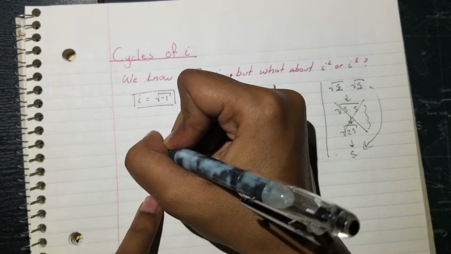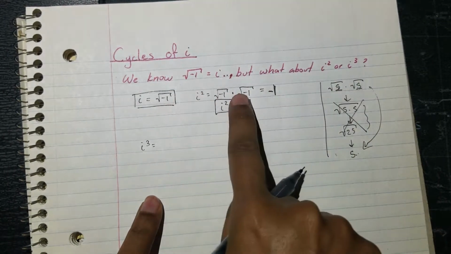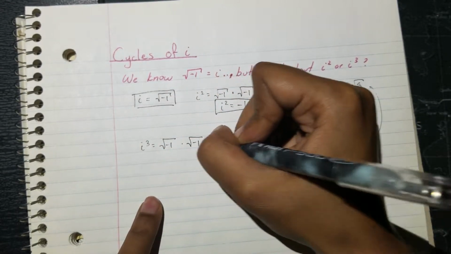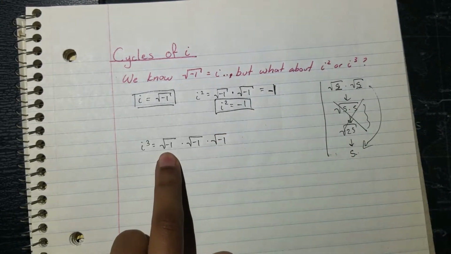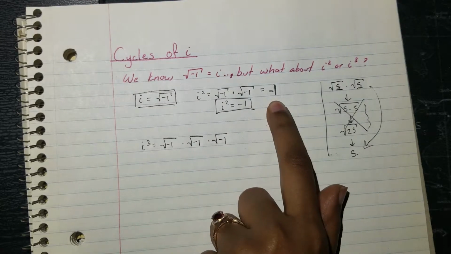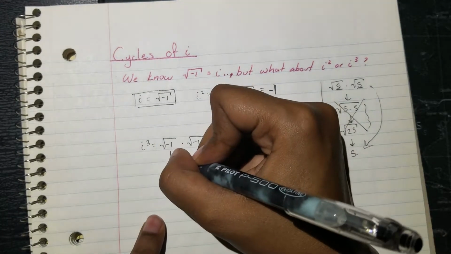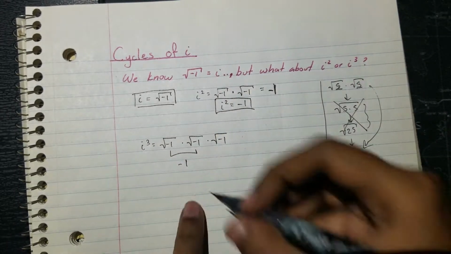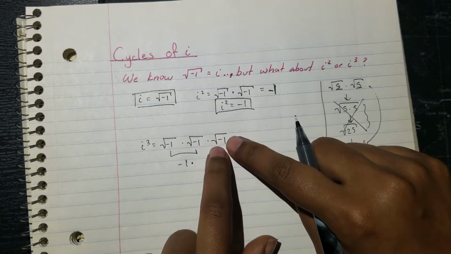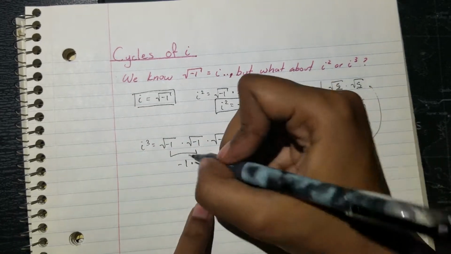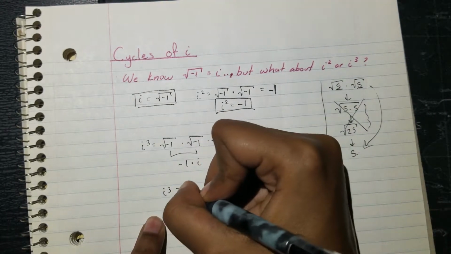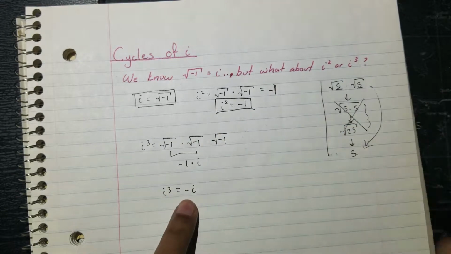Let's look at i cubed. So i cubed is pretty much this three times: the square root of -1 times the square root of -1 times the square root of -1. Well, we know that the square root of -1 times the square root of -1 is going to give us -1. That's what we got from i squared. So this is pretty much -1, and then we're left with this. But we know the square root of -1 is just i. So we end up with -1 times i. So when we simplify that, i cubed is really just -i.